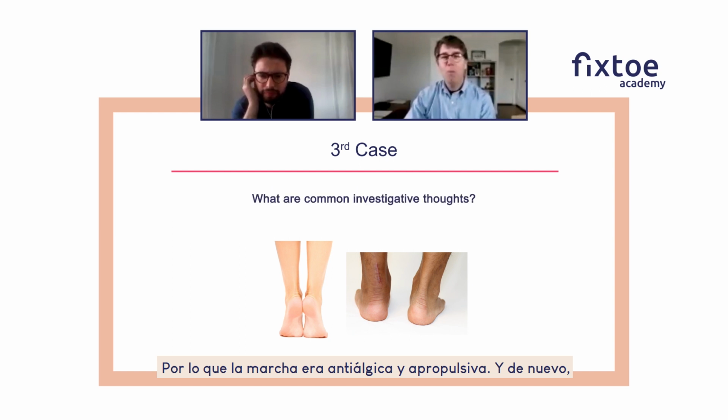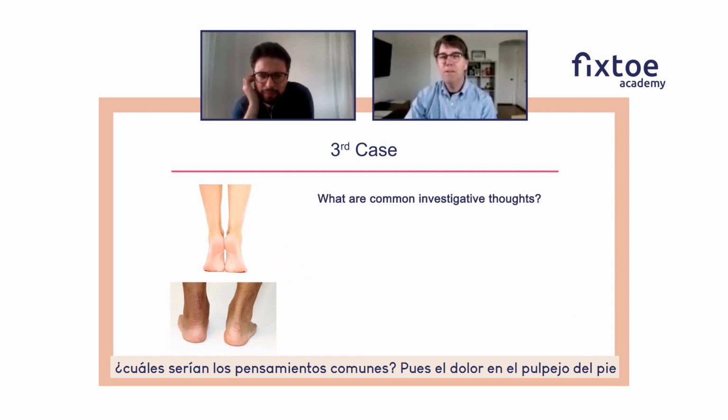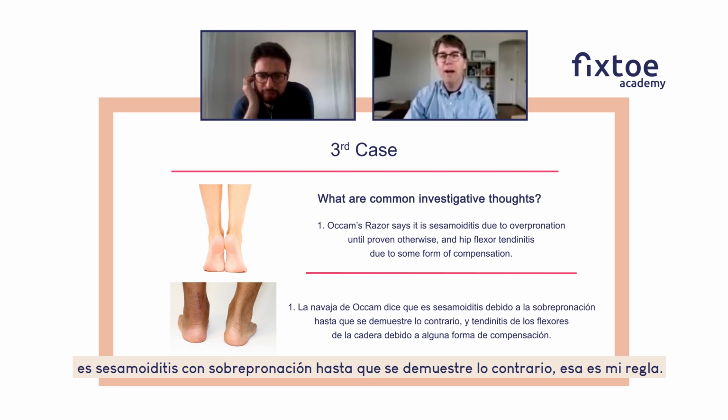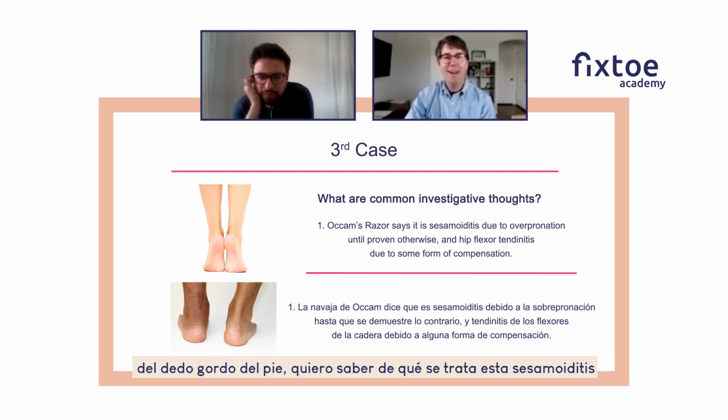And again, what would be the common thoughts? So pain in the ball of foot is sesamoiditis with overpronation until proven otherwise. That's my rule. I want to know what those sesamoids are doing. Even if they point just to the top of the big toe joint, I want to know what the sesamoids are all about. And some sort of hip flexor tendinitis was found.